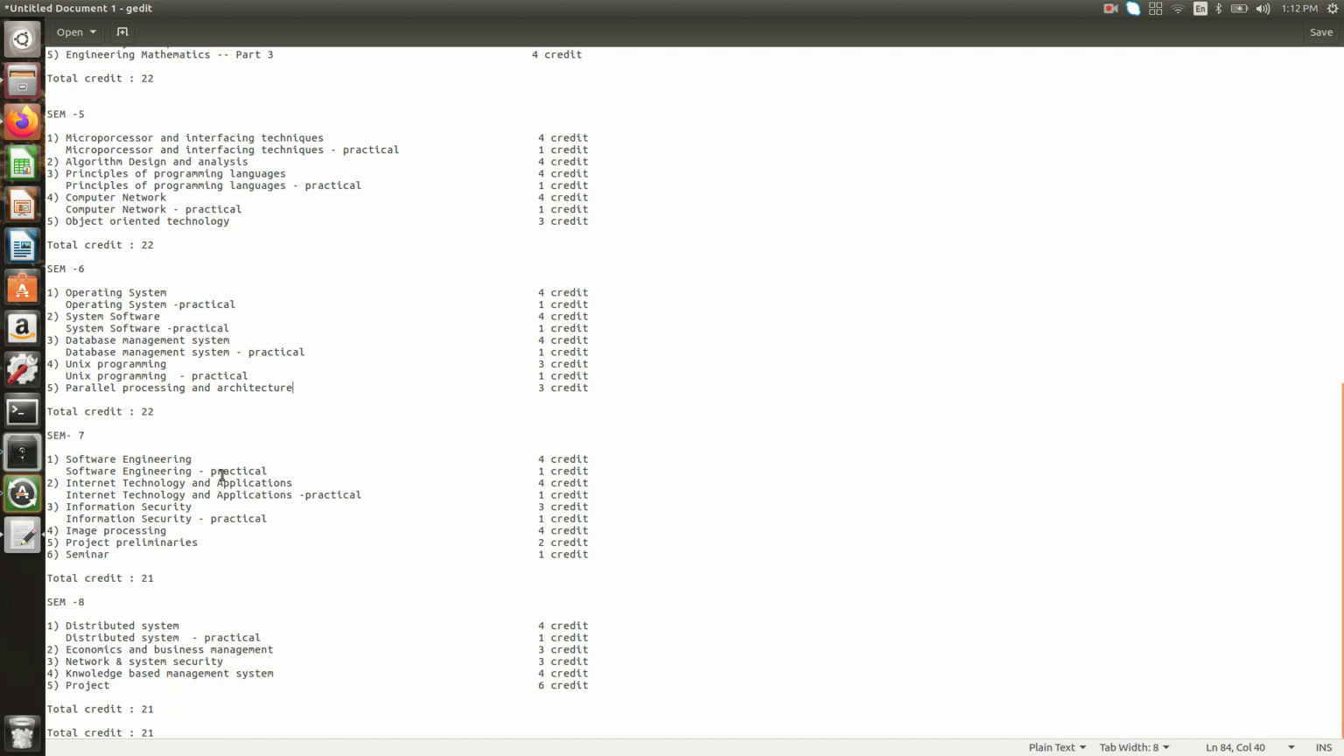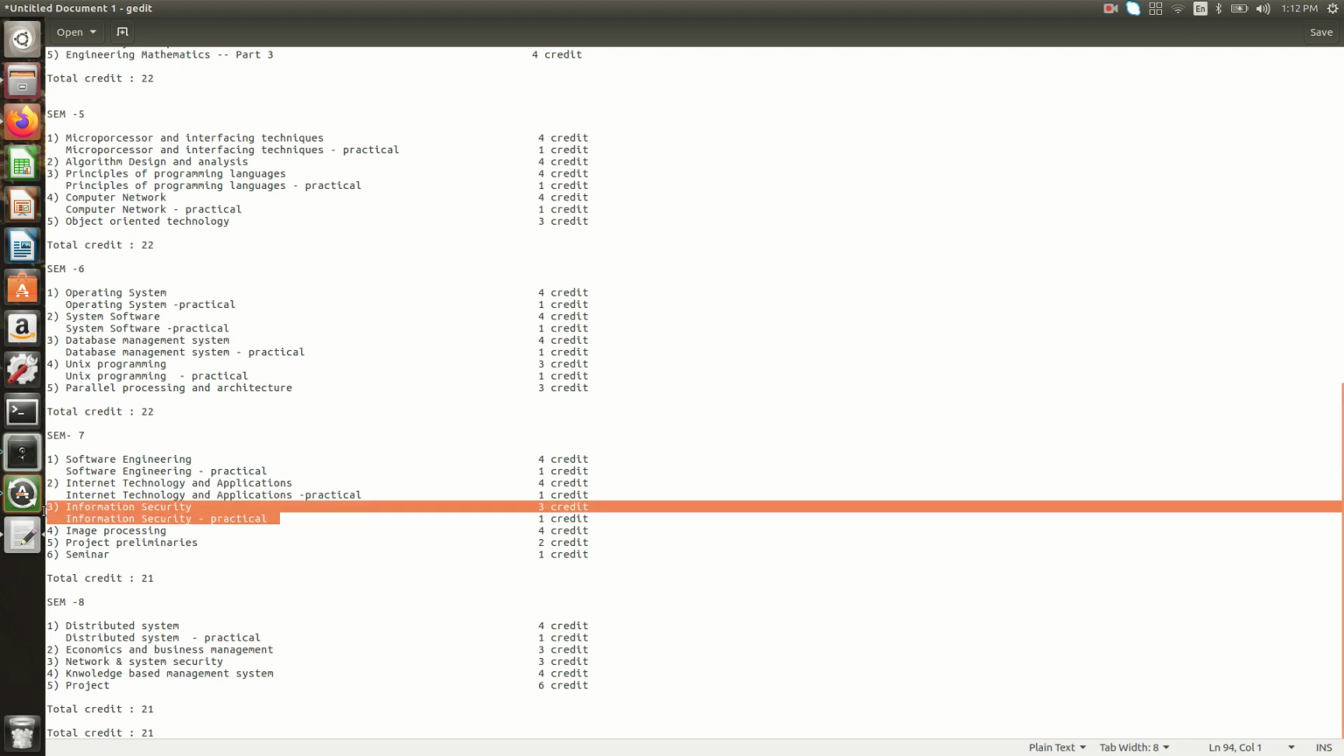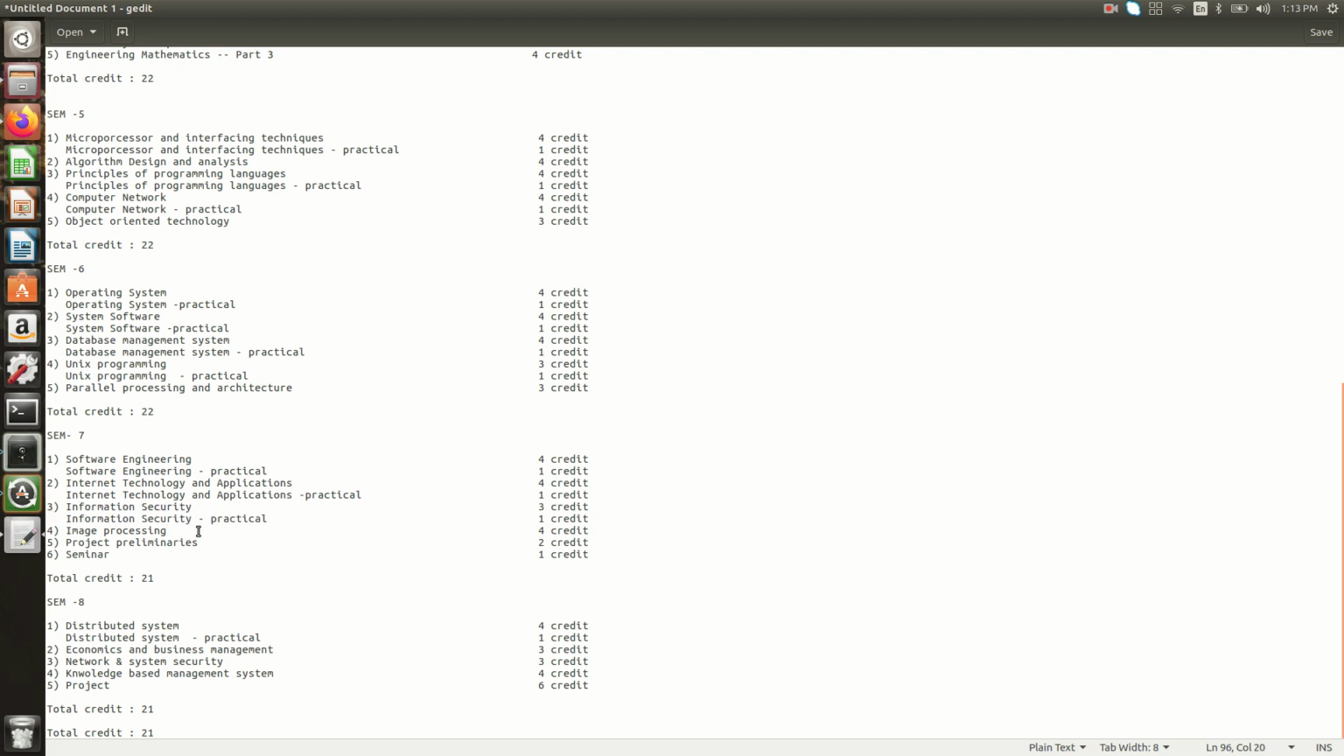Most electives don't have labs. In 7th semester, software engineering was very easy. The 7th and 8th semesters were very light, the subjects were very easy. Internet technology and applications, basically they taught us PHP, complete PHP, HTML, JavaScript, like all the things you require to build a website. They taught all those things in this subject. Information security, again cryptography, related to cryptography and network security. Image processing, 4 credits, it was an elective.